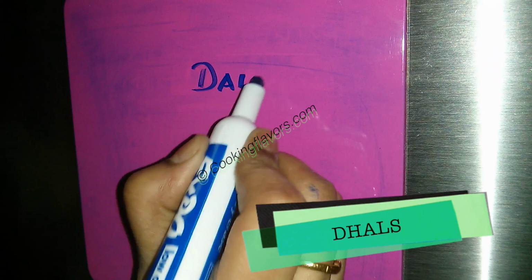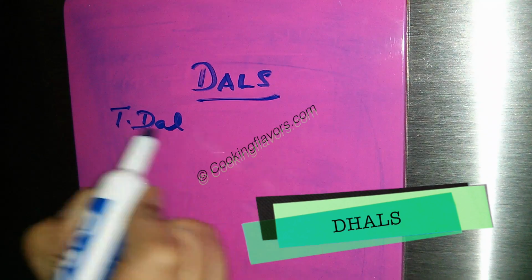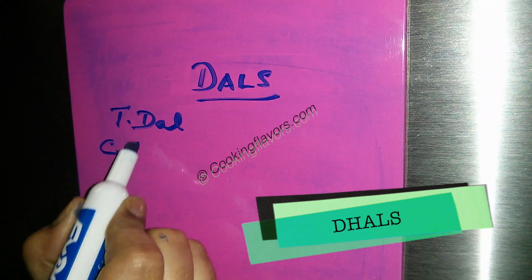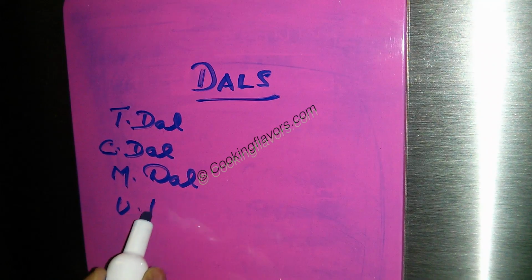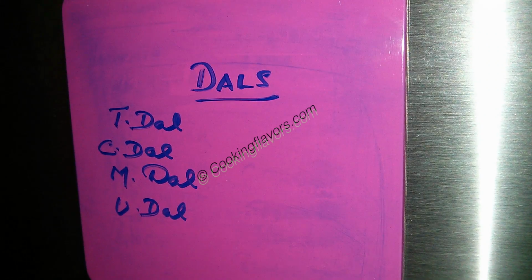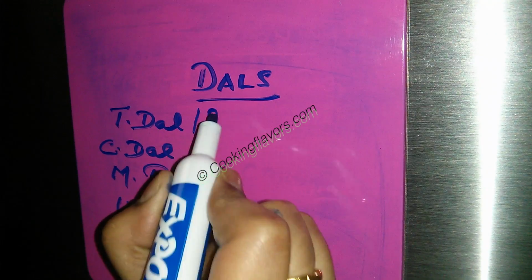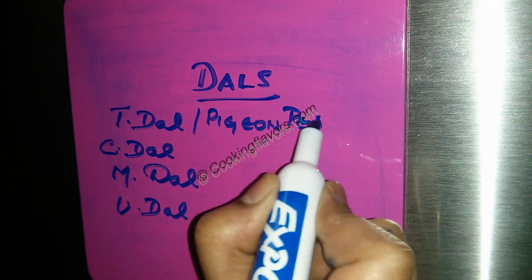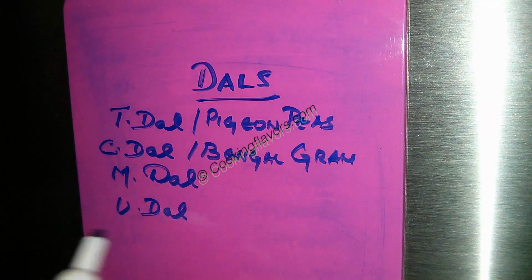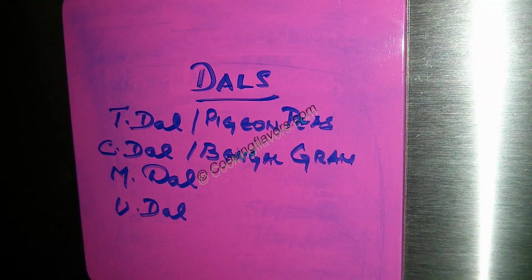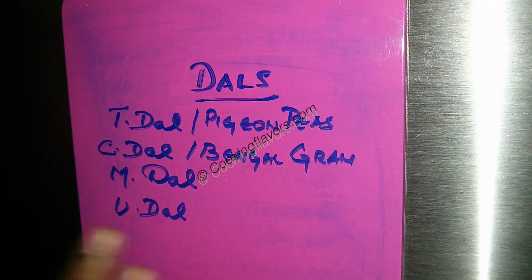Now we look at some of the basically used dals or the paruppu vagaigal. We have the tur dal. I'm just writing T dal, C dal. This is chana dal, moong dal, and urad dal. Tur dal is nothing but sambar paruppu, one which we use for sambar. It is also known as pigeon peas. Chana dal is also known as Bengal gram, the one which is kadala paruppu, the one which we use for seasoning and things like that. M dal is moong dal, one which we use for pongal, and urad dal.